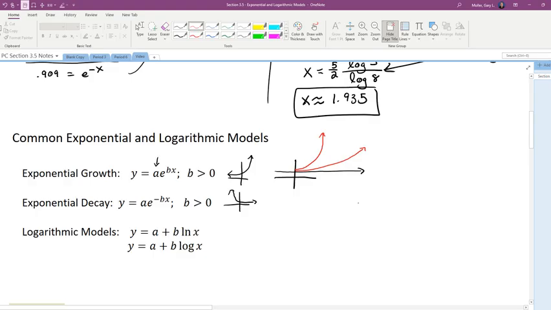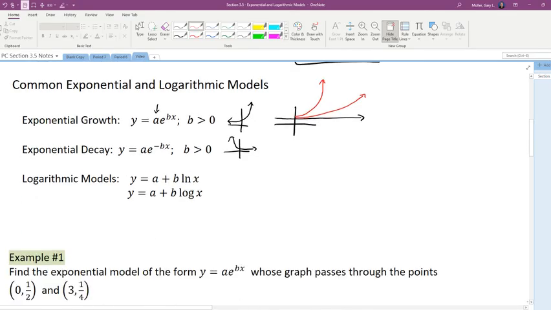And then, of course, we've got our logarithmic models. And logarithmic models are in this form of a plus b natural log or log of x. And we know that those, of course, are in the form of a logarithmic graph. Okay, so let's go ahead and jump in.